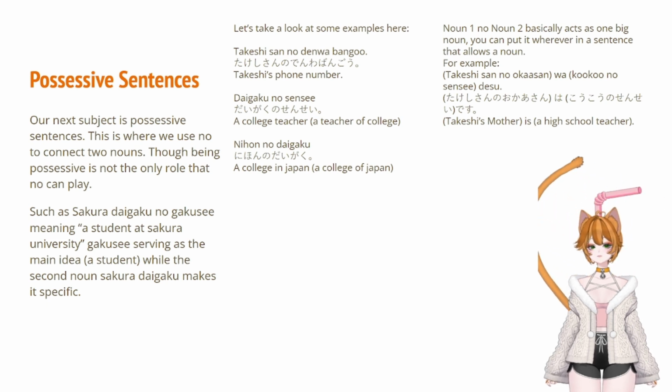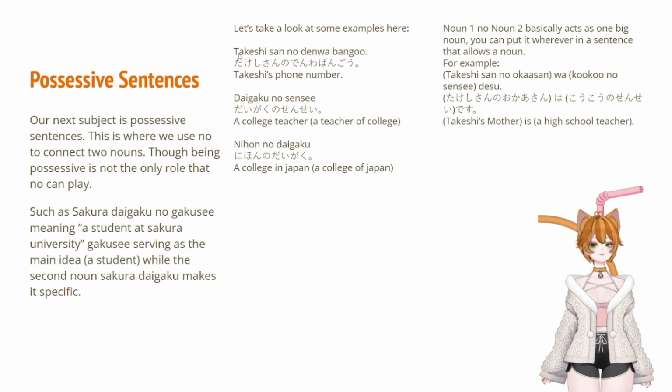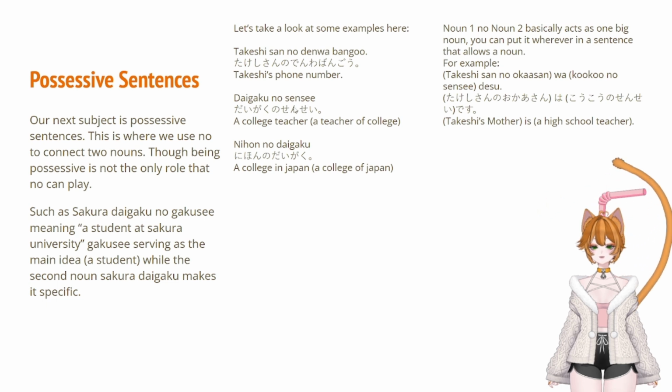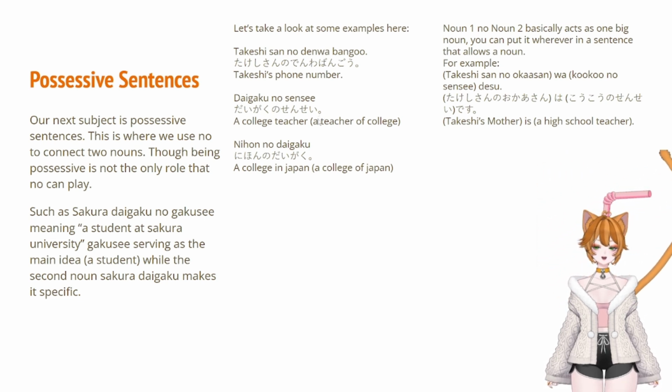Takeshi-san no denwa bango. Takeshi-san being the subject, no, connecting the two of them, denwa bango. So we have phone number of Takeshi. It's almost backwards. You see that? Denwa bango, phone number, no, of Takeshi-san. Daigaku no sensei. A college teacher. Sensei, a teacher, no, of daigaku, college, a teacher of college.